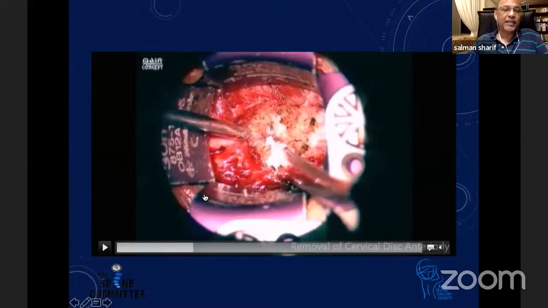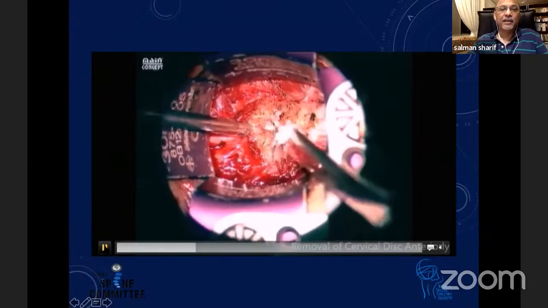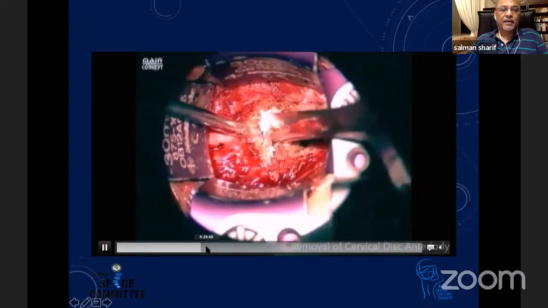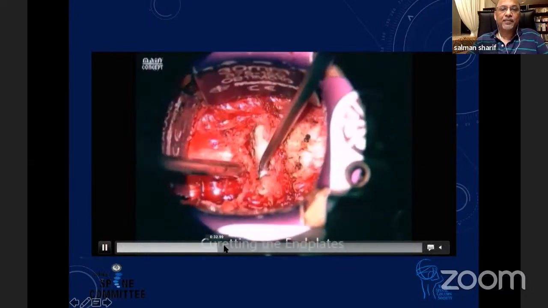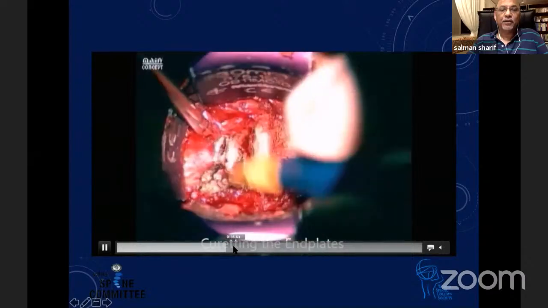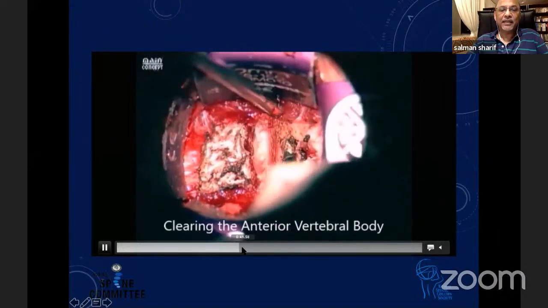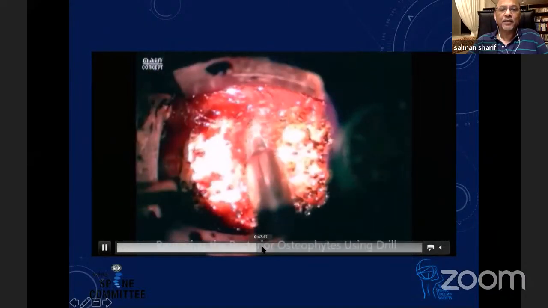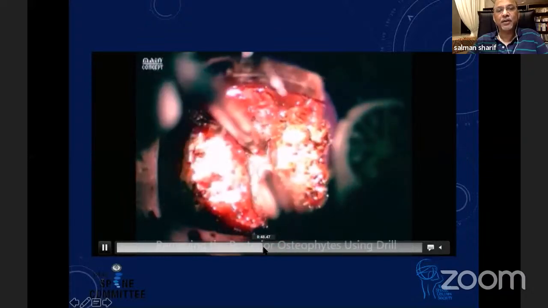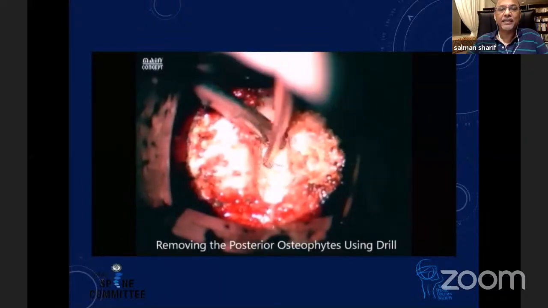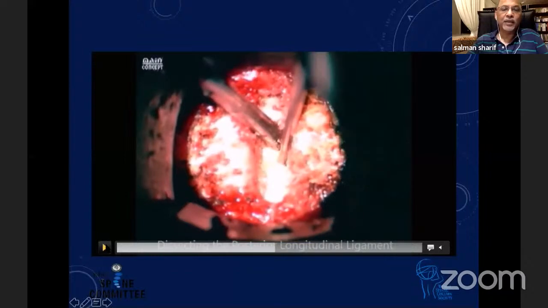Then you make the incision and take the disc out, as we're showing here. Then you use curettes and curette the end plates on both sides. You clear out the anterior vertebral body completely. I use a diamond burr to make a hole underneath. Use a hook. This is the hook going underneath the PLL. And what I do is then I turn the hook around and bring it out.